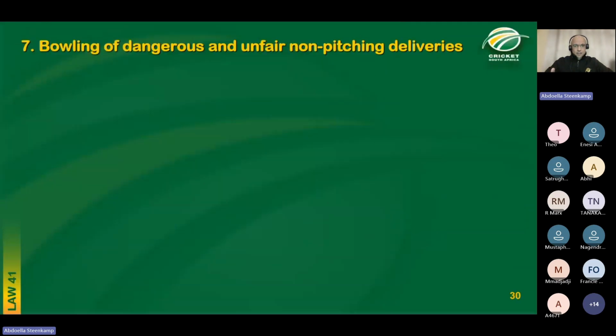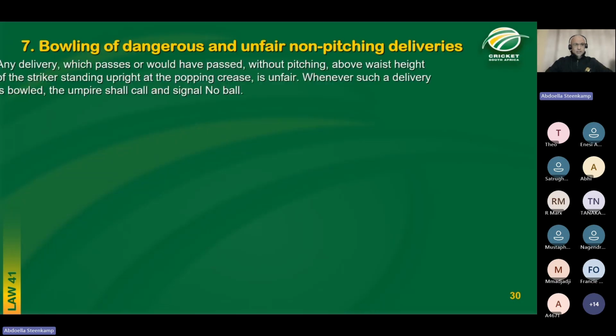Next subsection under Law 41 that I'm covering, and this covers the bowling of dangerous and unfair non-pitching deliveries, full tosses, some call them beamers. How do we deal with this?